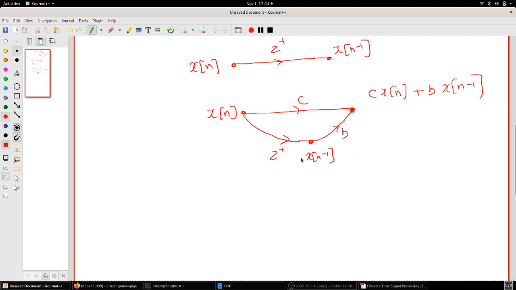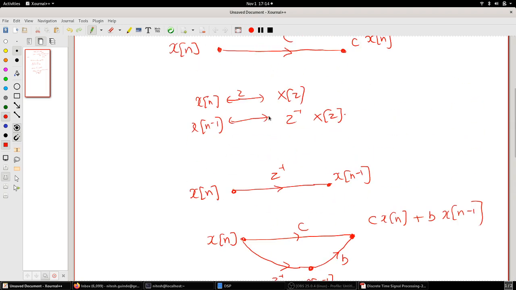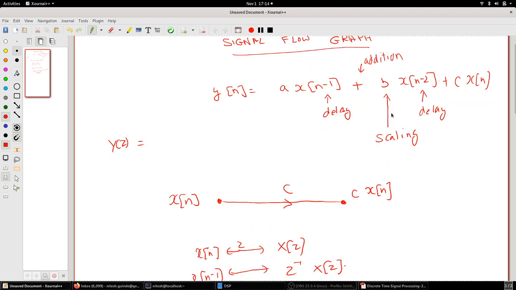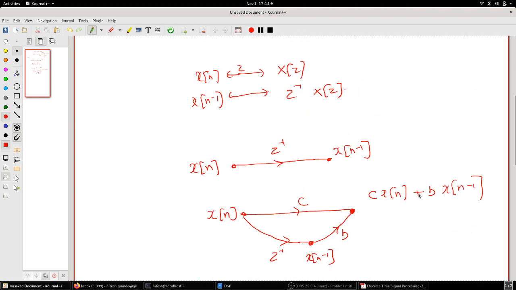So the third branch for this guy, you know that the third branch is a, so b into x of n minus 2. So let me just change this. This will be a here. So this guy is scaled by a.